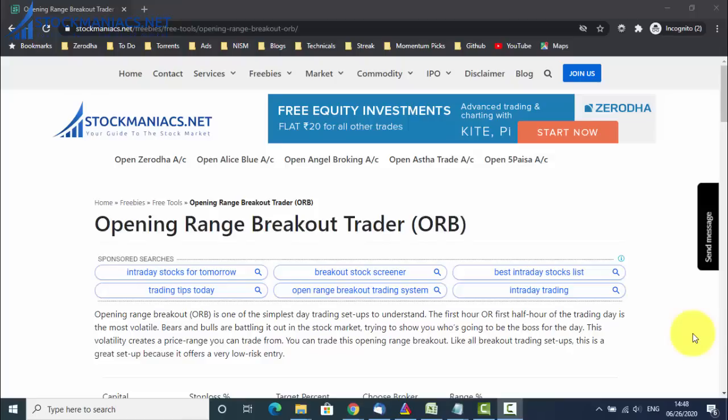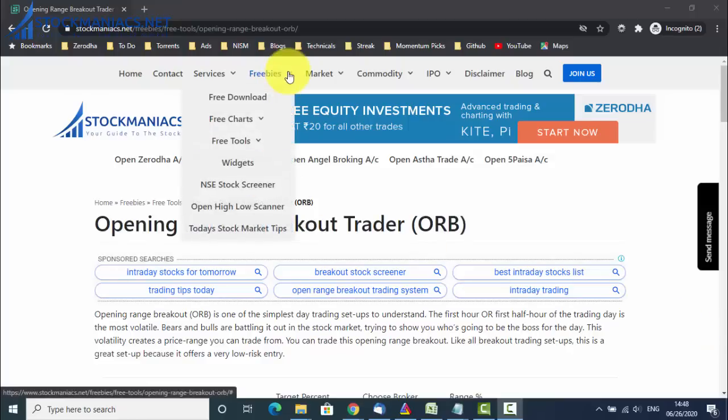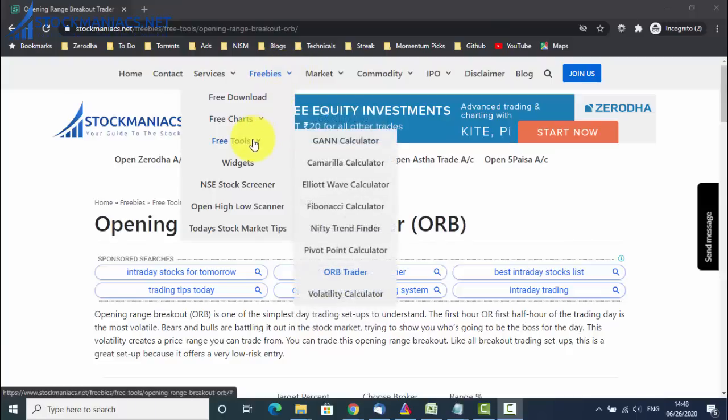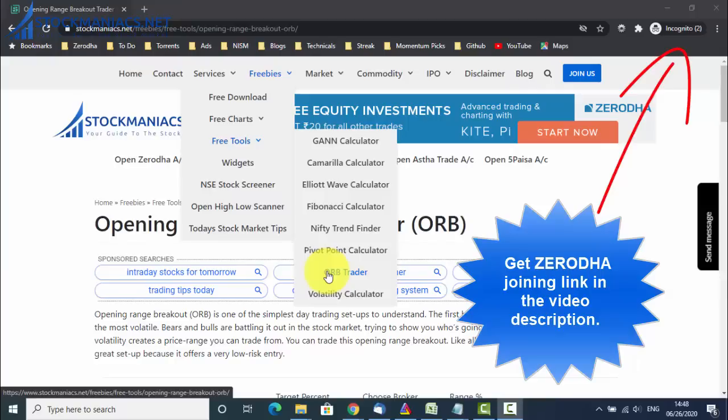But before that, first let me tell you how you can access this page. You need to come to my website stockmaniacs.net. In the website there is a freebies section. Put your mouse on the freebies section. Under the freebies there is free tools. Keep your mouse on the free tools. Inside the free tools there is ORB Trader. You need to click here to access this page. You can also bookmark this page, and don't worry, I'll be giving you the link of this page in the video description. From there you can directly access this page and you can also bookmark it.